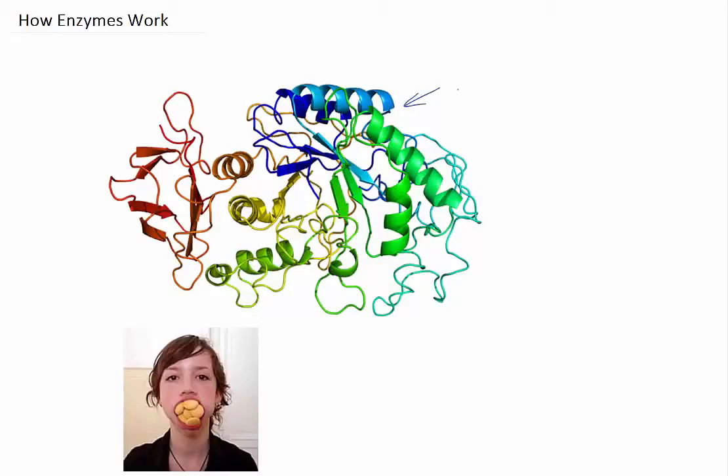This colourful structure is a representation of an enzyme called amylase. Amylase is an enzyme that breaks down starches, which are long chains of sugars, down into simpler sugars. So if you were to put starchy biscuits into your mouth, like this person has done here, you would notice that amylase breaks down those longer chains of starches, and the biscuits would start to taste sweeter in your mouth.